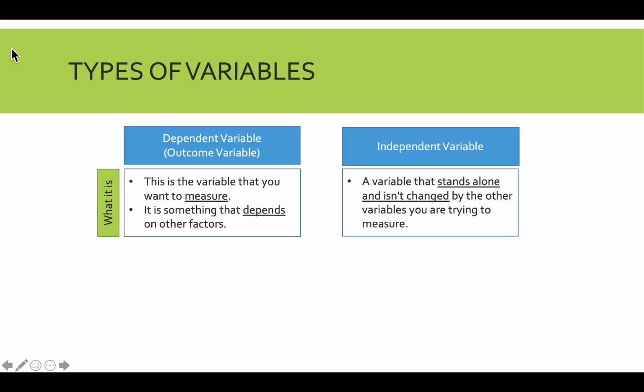So the dependent variable is the variable you want to measure. And the reason we call it dependent is because it depends on someone. It depends on an action. It depends on something else. The something else is the independent variable. And that variable stands alone. It's not changed. It's just one thing that we're trying to measure.